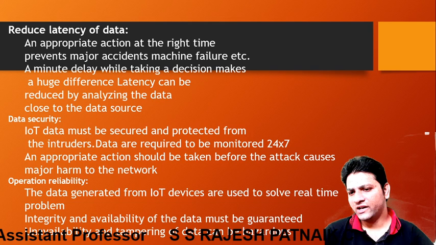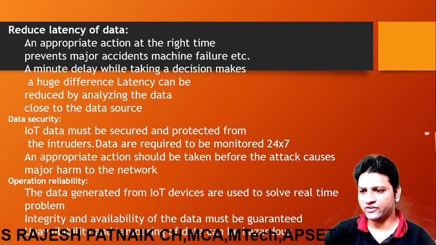So every time, the appropriate actions would be taken before the attack causes major harm to the network. And operation reliability, for example, what is the operation reliability here? So we understand it. What is the major purpose? We need to reduce the latency. We need to provide data security and operational reliability.